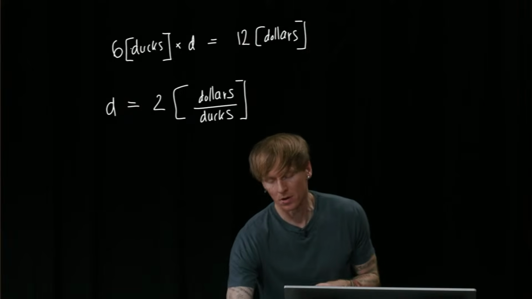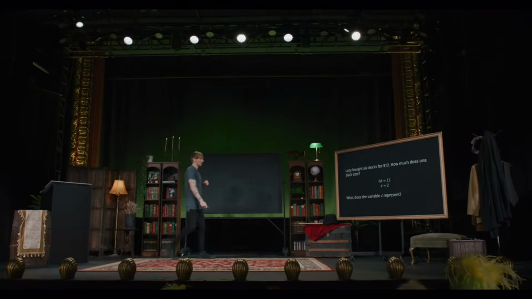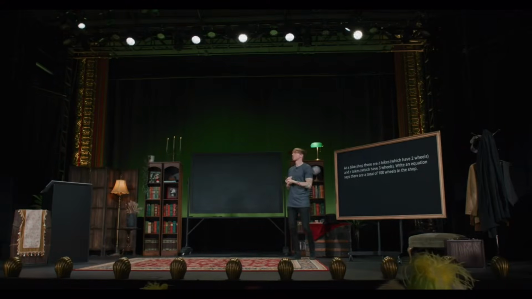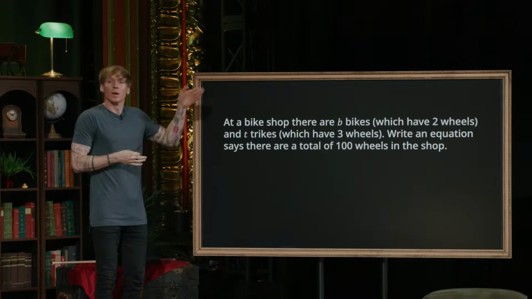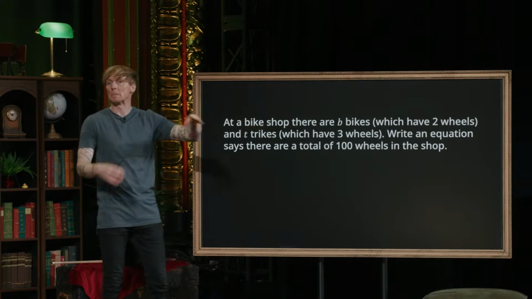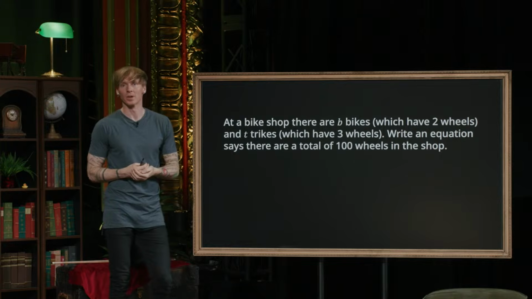Okay, so I've got one more puzzle for us to think about, and this one is related to bikes and trikes. So at a bike shop, they are selling B bikes. So B is an unknown number. Now a bike, hopefully we're all aware, has 2 wheels.